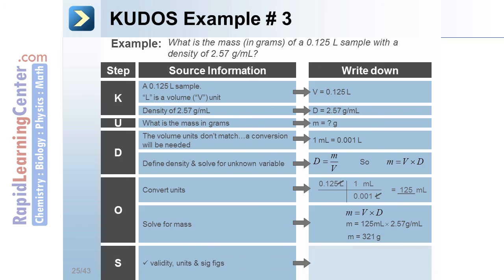Finally, check your answer. 321 grams is reasonable for 125 milliliters with a density of about 2.5. Grams is the valid unit for mass. 3 significant figures were given in both given informations, and 3 significant figures appear in the answer.